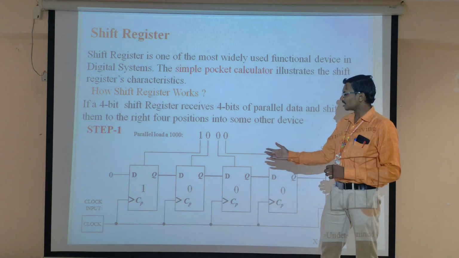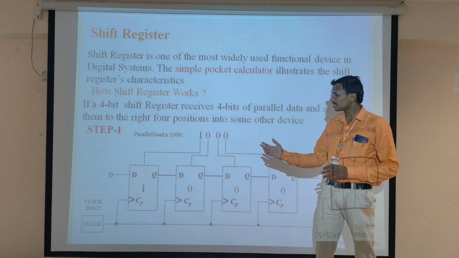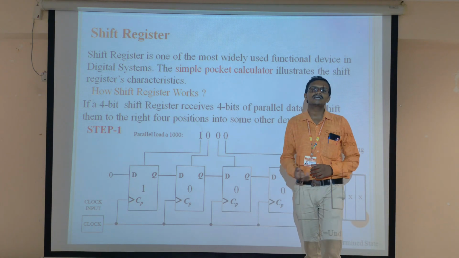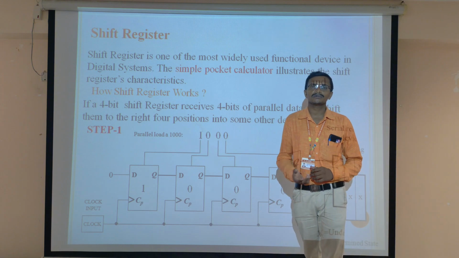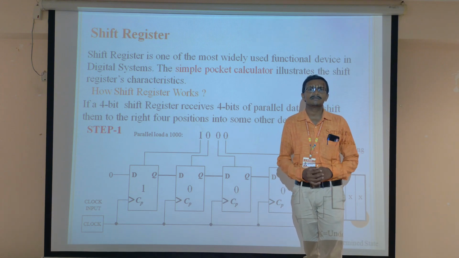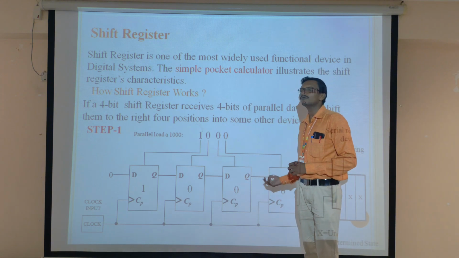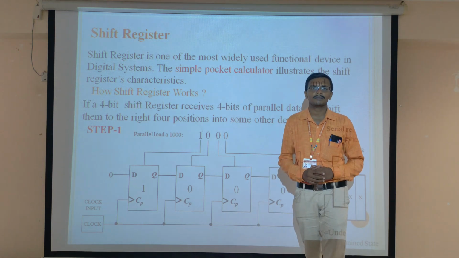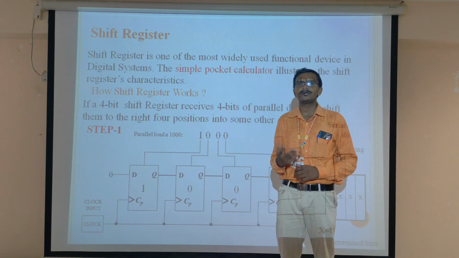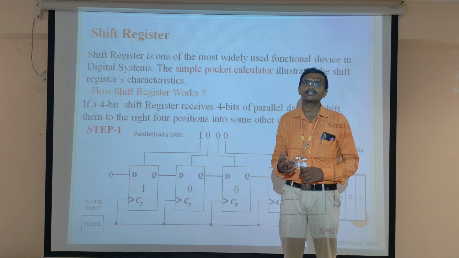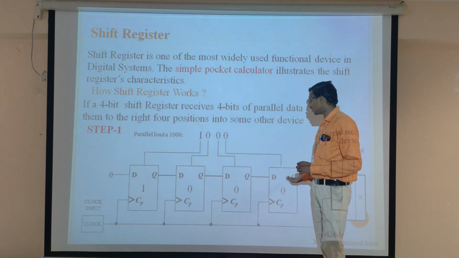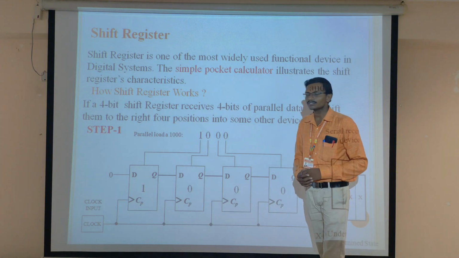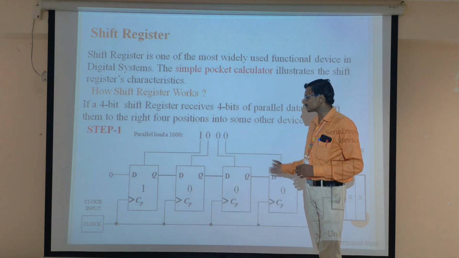Based on the number of flip-flops, the number of input bits is decided. For example, to design a 4-bit shift register, we use 4 flip-flops of the same type. In case we use a 5-bit shift register, we use 5 flip-flops. Here we are going to use 4 flip-flops, and all of them are D flip-flops.